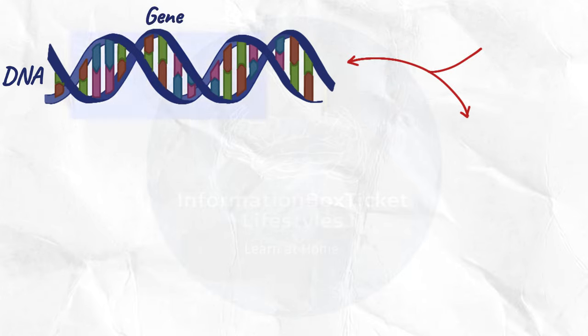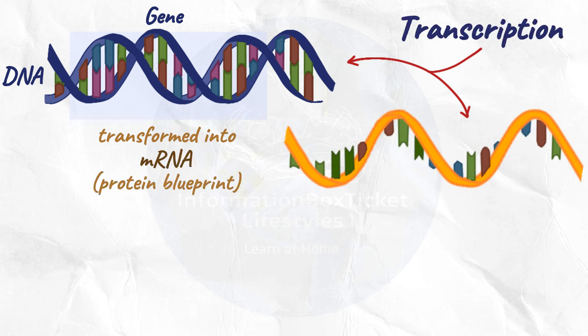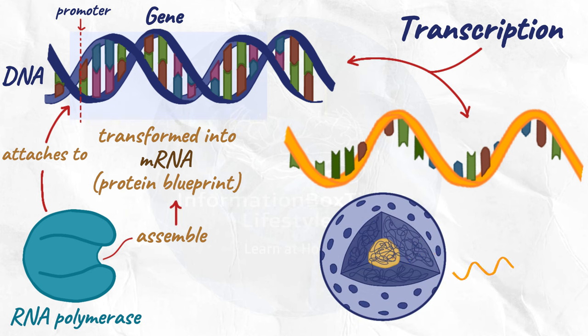Summary. Okay, just a brief summary. The DNA is made up of genes, which may be transformed into mRNA protein blueprints via transcription. The promoter marks the beginning of the gene. The RNA polymerase attaches to it and begins to assemble mRNA from it. Finally, the mRNA detaches and moves outside of the nucleus.